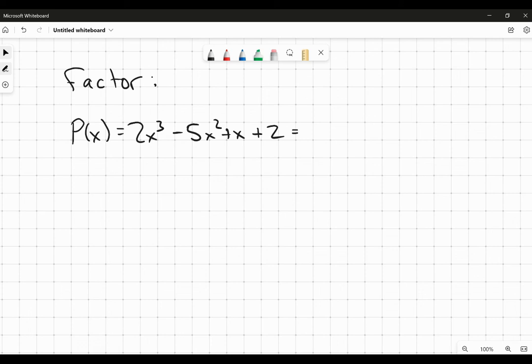Okay, hi everybody. So we're going to take a look at some more factoring questions. And so the question I've got right now is we're going to factor this expression 2x cubed minus 5x squared plus x plus 2. And I've labeled this as polynomial p, okay?